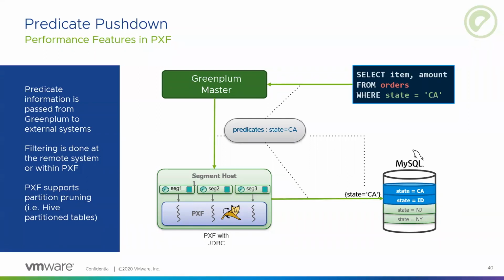In this case, we have a MySQL database. MySQL will then only return data matching the state of CA, as opposed to doing a full fetch of the external data. And the filtering happens at the external system and not inside Greenplum.